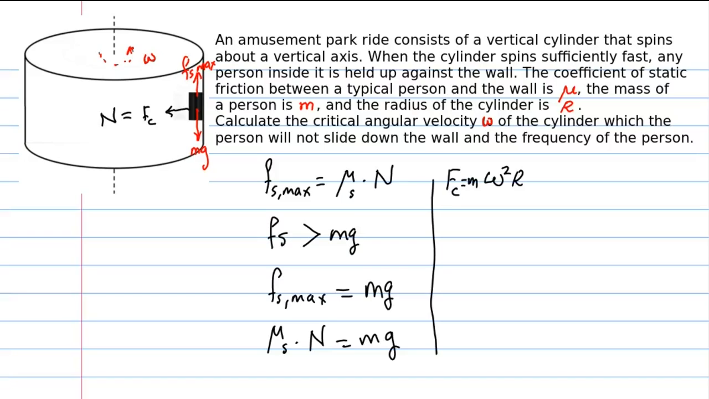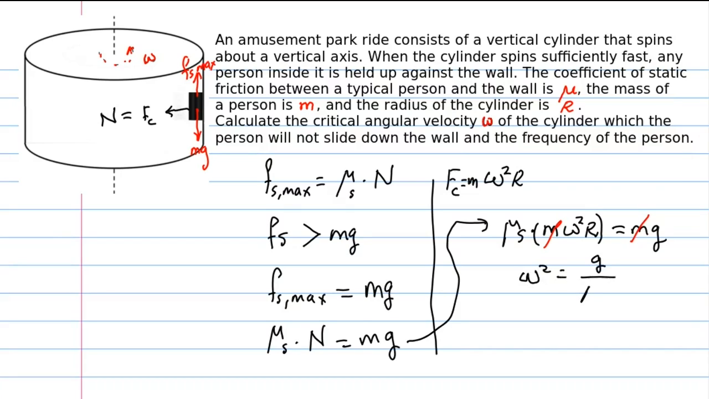If that's the normal force, then I go back and rewrite mu s times m omega squared r, which is the normal force, equals mg. After simplification, we solve for omega squared first, which is g over mu s r, and then omega is the square root of g over mu s r.